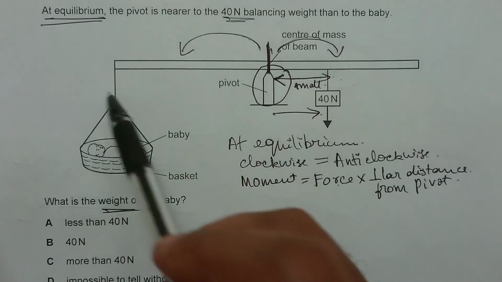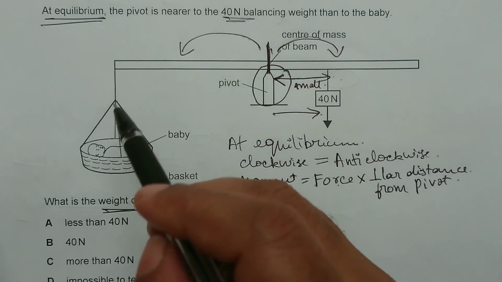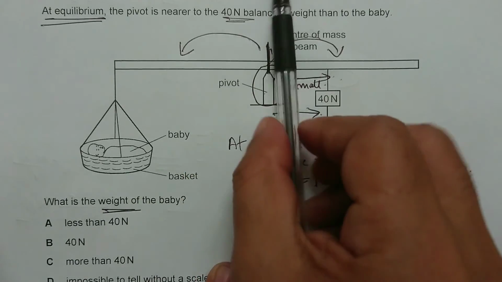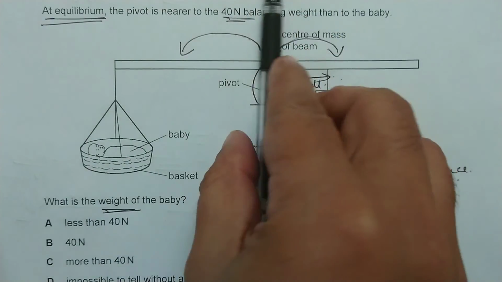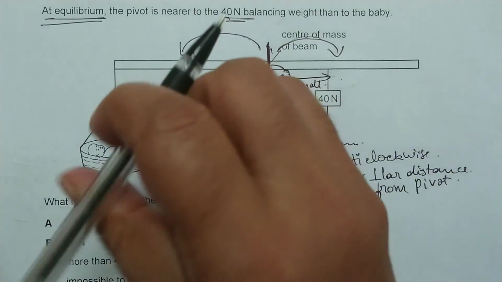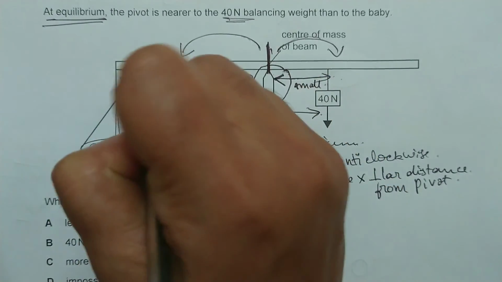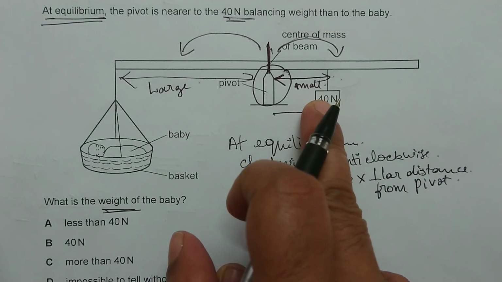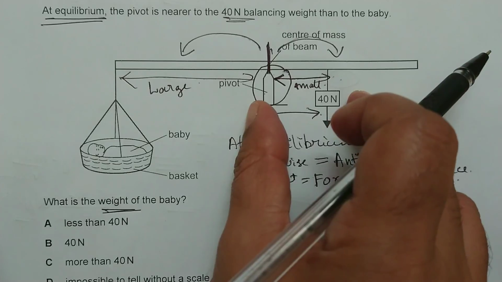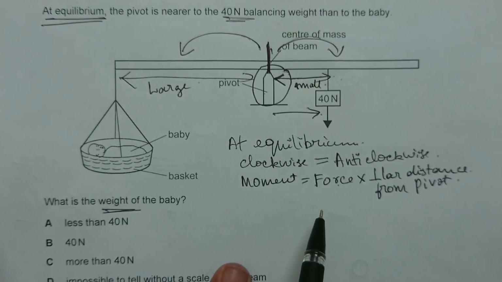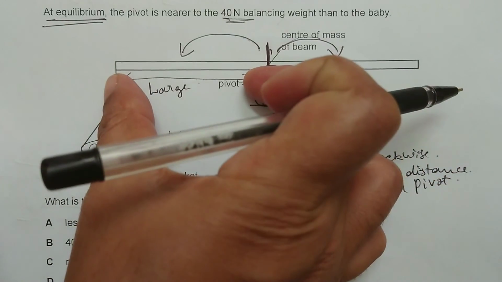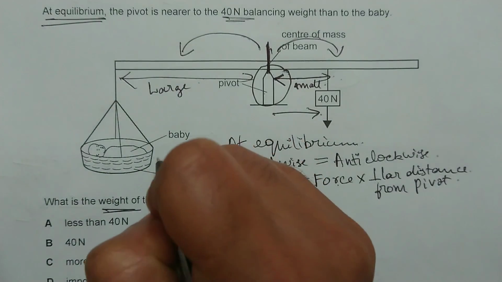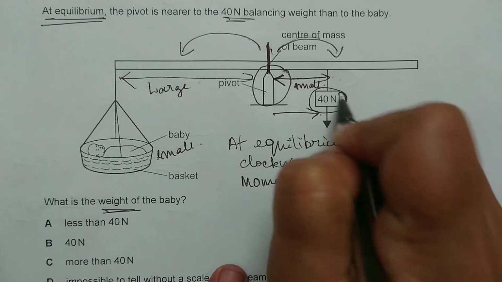In the same way, for anti-clockwise moment, moment is equal to this force times the distance between this pivot and the baby. This one. Okay, what about this one? The distance is very large compared to this, isn't it? So we know that this moment of force must be equal to this one. Correct? So this distance is more. Therefore, what happens to this? This must be smaller than this.